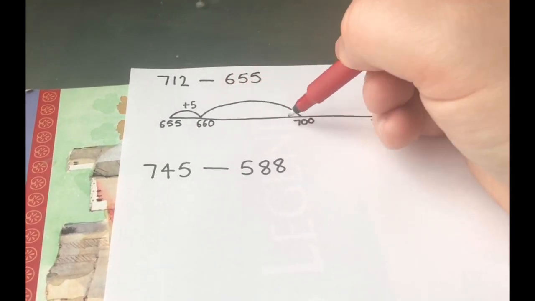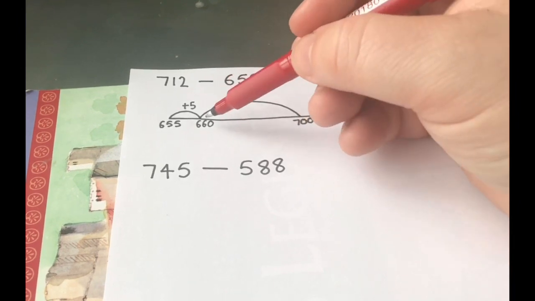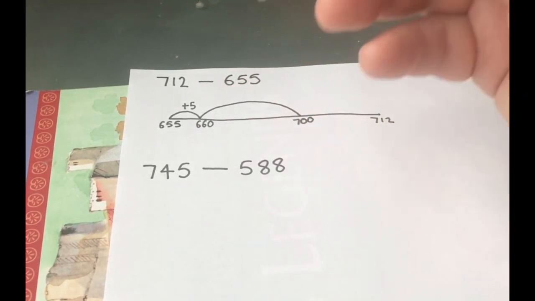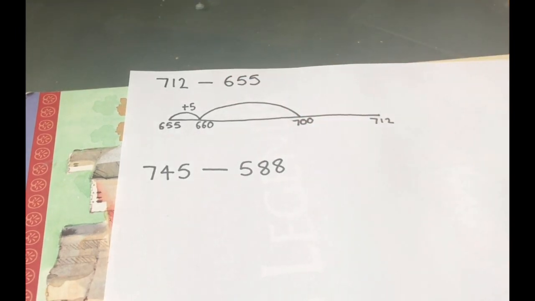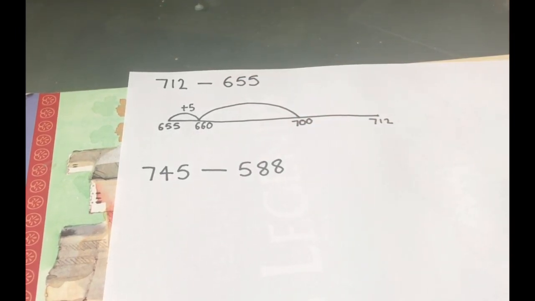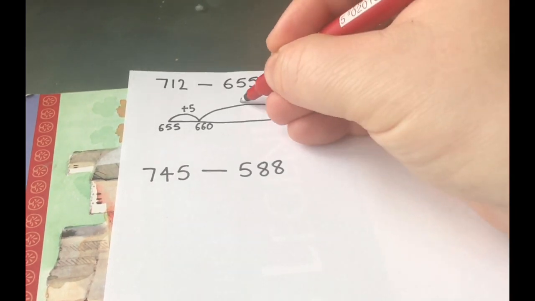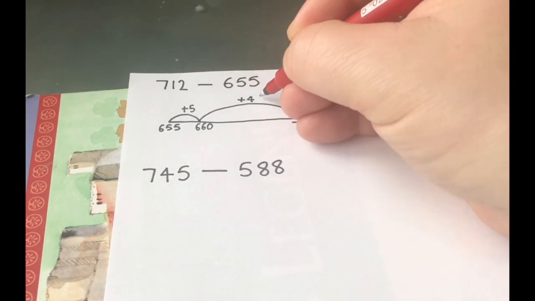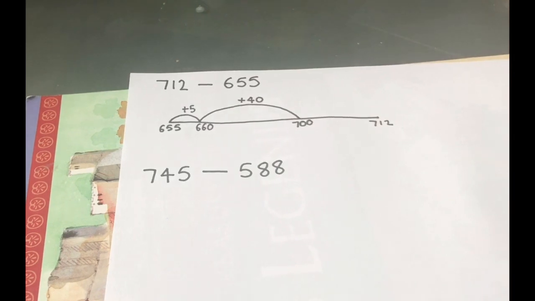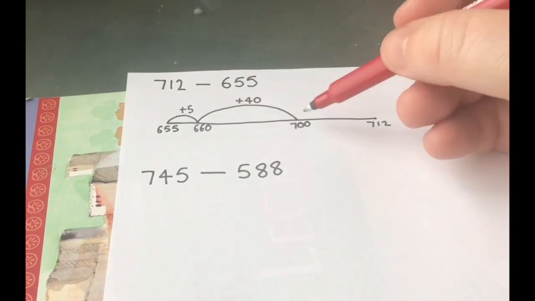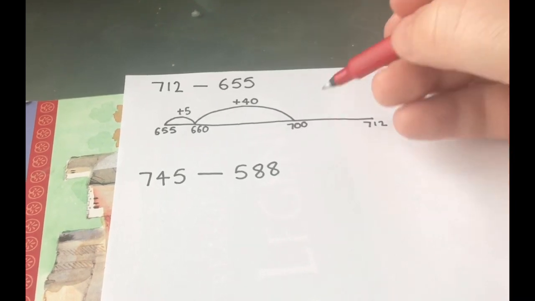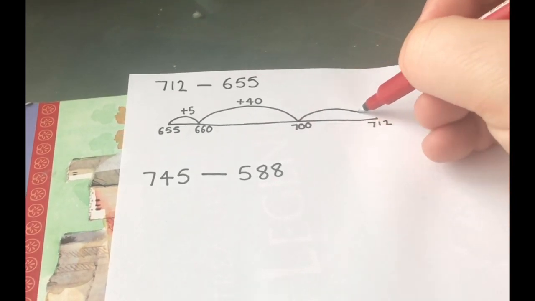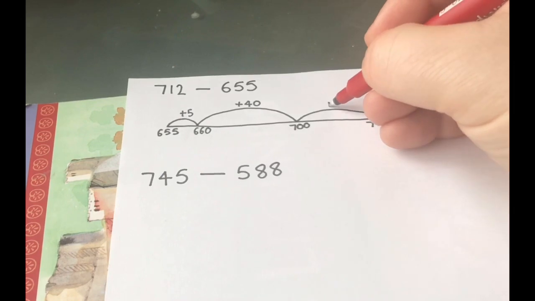How much have we jumped on from here? So 660 to 700. So we start with 660, it would be 670, 680, 690, 700. We've added on 40. So we write it above the jump. Now we're on 700. We want to get to 712. That should be simple. What's that a jump of? That's a jump of 12.